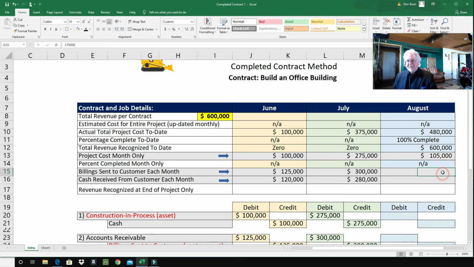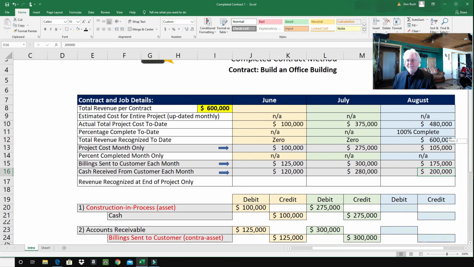Billing sent to customer. Well, I bet we sent to them the balance. So if you add up 125 plus 300,000 plus 175, I think you would find it adds up to $600,000. Cash received from the customer, 200,000, and I think if you add up 120 and 280 and another 200, you will come up to $600,000. So the customer has paid us in full for our work.